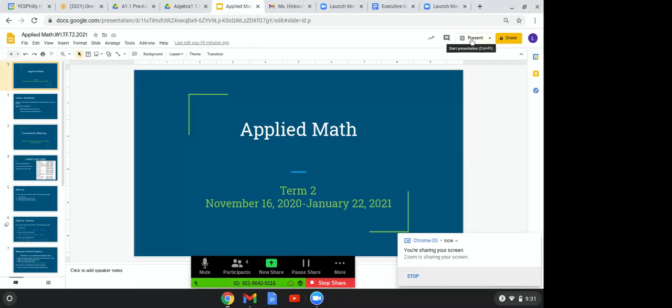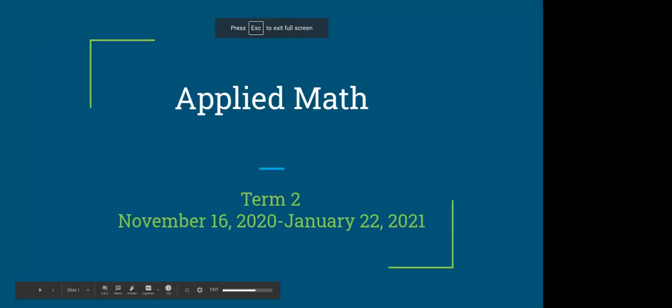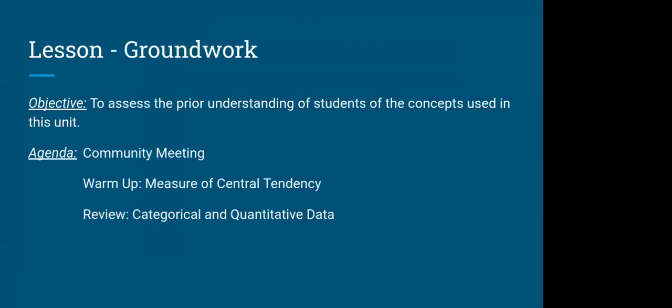So first, ladies, the course is applied math. This is our Zoom room for the entire term 2, which runs from November the 16th, 2020 to January the 22nd, 2021. The lesson today is called Groundwork, and our objective is to assess the prior understanding of students or the concepts that we're going to use in this unit.